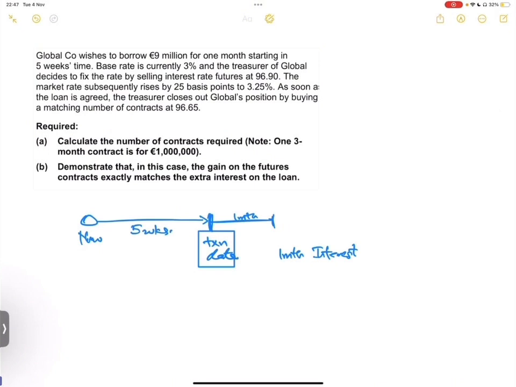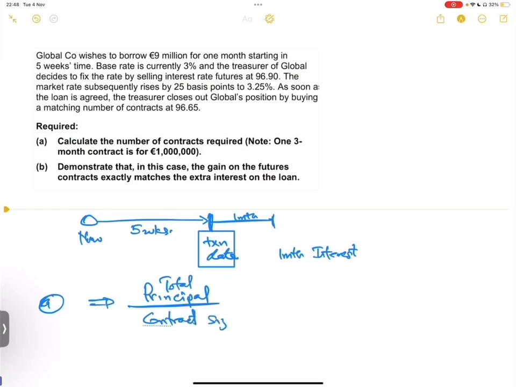The first one is how many contracts do we need to buy? I told you that the number of contracts you have to buy is a function of the total principal that you want to hedge, divided by the contract size. But you must always apportion it based on the reality of the transaction period, which is the transaction tenure, divided by the contract tenure.